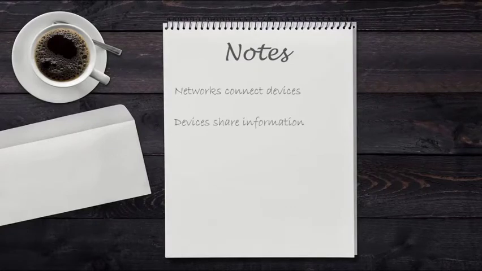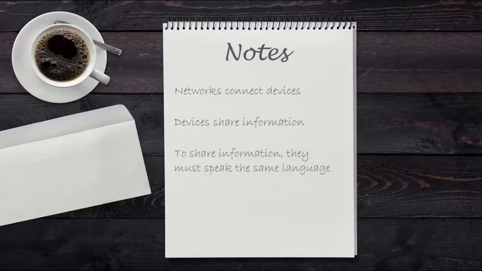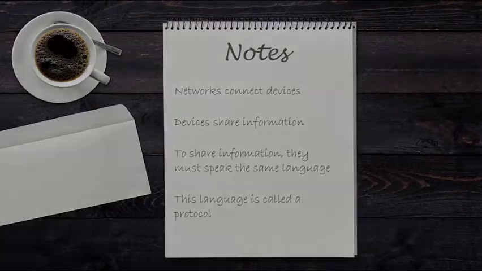In summary, networks are used to connect devices together. Devices use the network to communicate and to share information. To share information, devices need to speak the same language. This language is called a protocol, which is a set of instructions of how to handle the information.